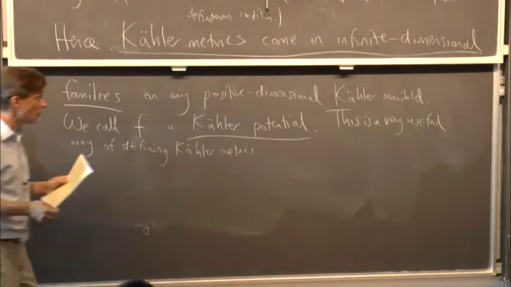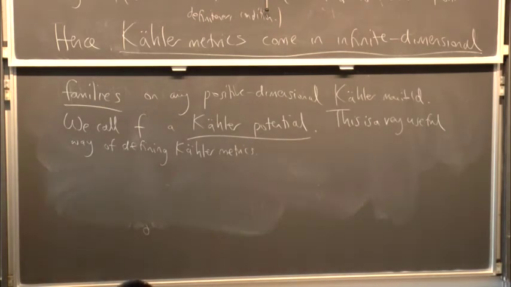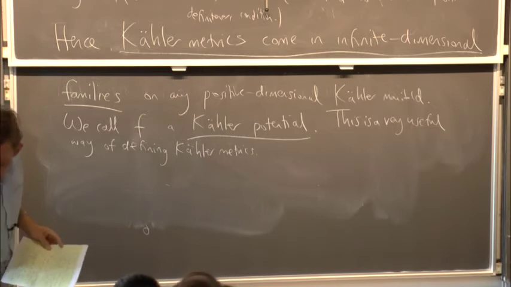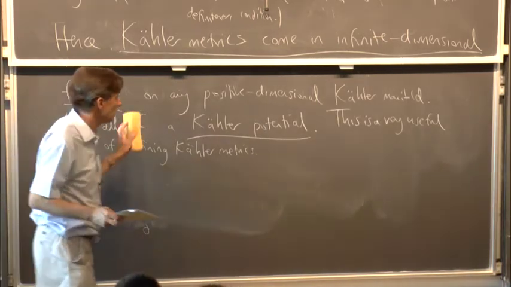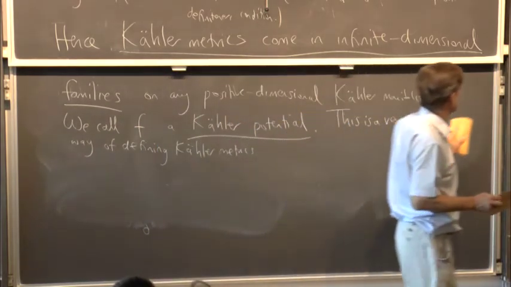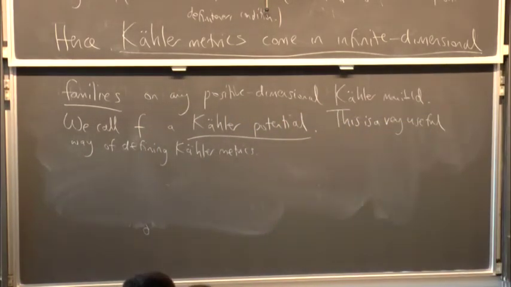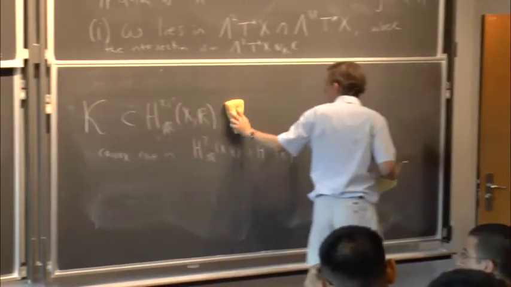So I told you before that any projective complex manifold, anything you can realize as a complex submanifold of a projective space, has one Kähler metric, namely the restriction of the Fubini-Study metric on CP^N to it. Now you can see from this that every such complex manifold has an infinite family of them, given by varying the Kähler potential.